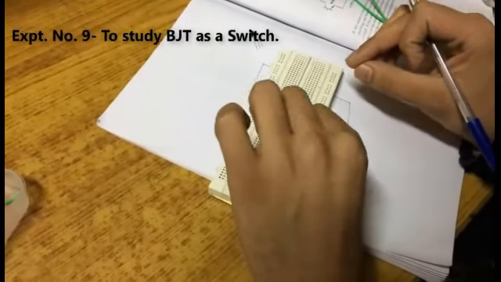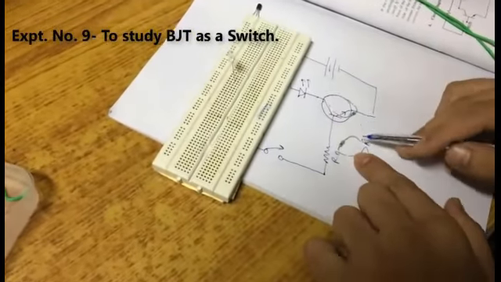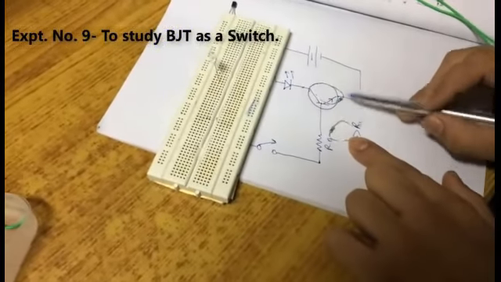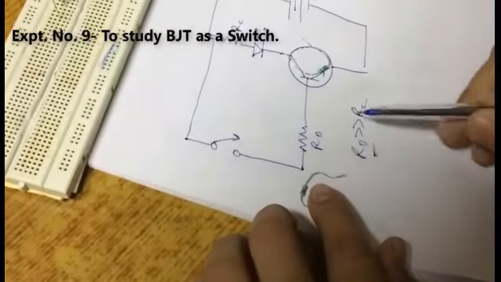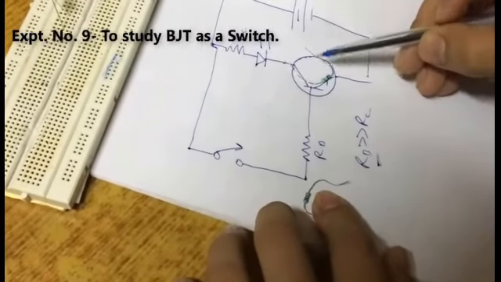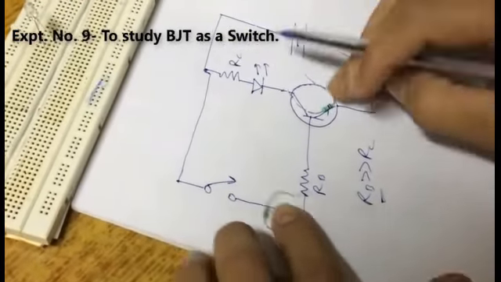Two resistances are there with color codes. Find the value of the resistances using the color code. Whatever color code is there, find the resistance. Connect RB, the greater one, across the base, and RC, the smaller one, across the collector.